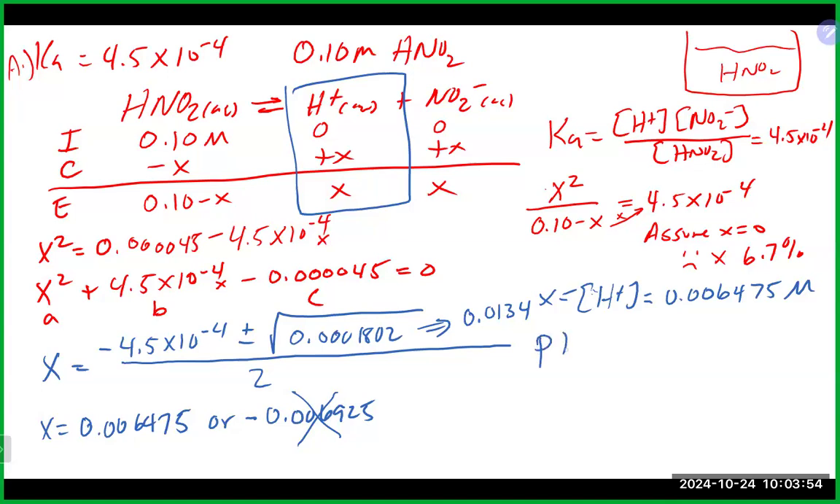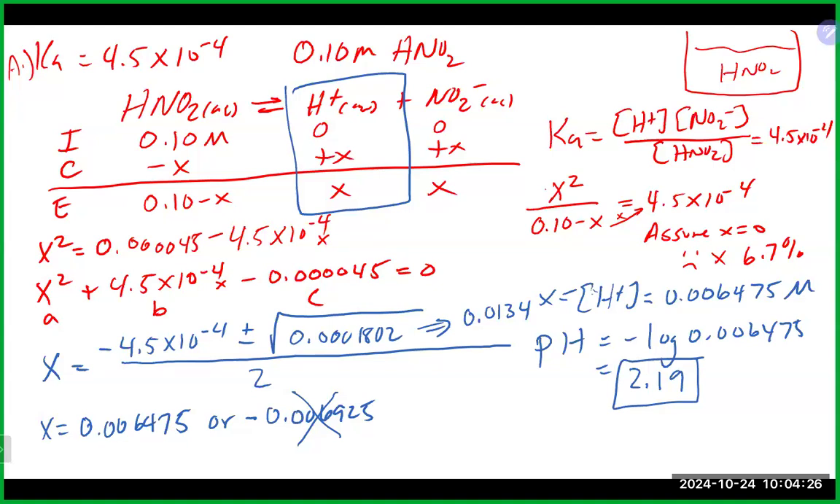That could go into our pH equals minus the log of 0.006475, going to give us a pH here of 2.19, which is acidic, so that's good since we're starting with an acid, right? If you got a basic pH here, that would not be so good. Any questions on that?